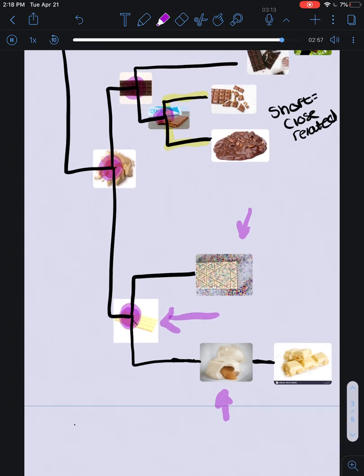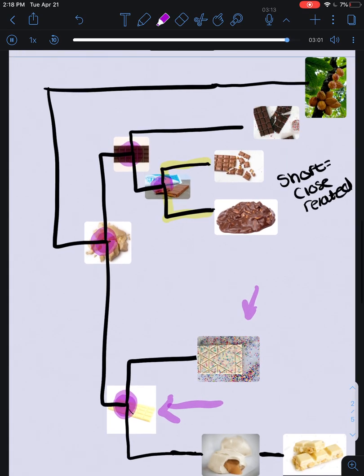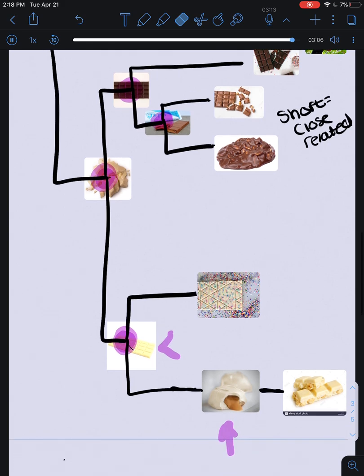Now, the most recent common ancestor: you're going to look between two organisms and see which one is the most recent. If we're looking at all the different kinds of chocolate, the most recent common ancestor would be cocoa butter. And that is it.